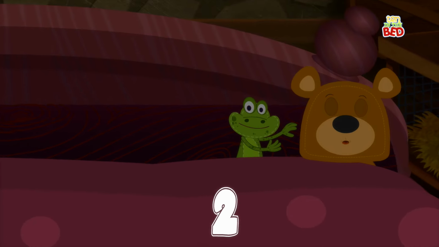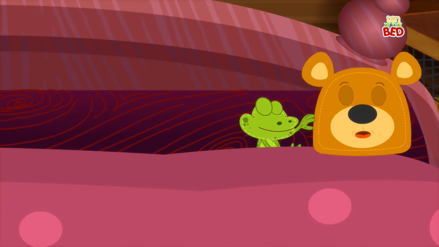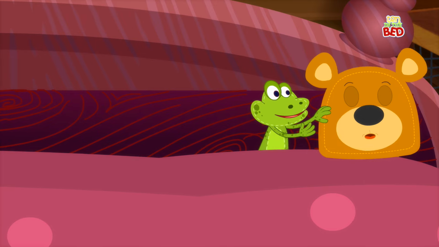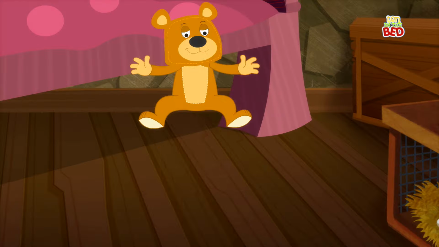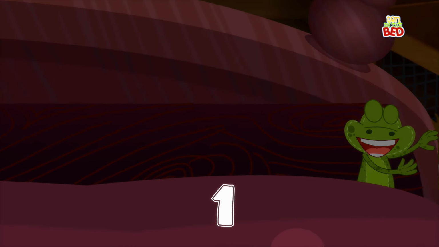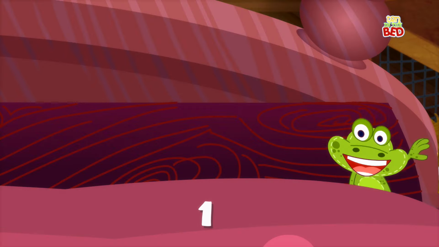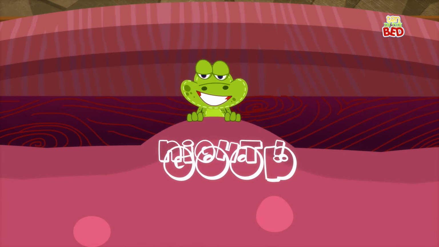Two! Two! There were two in the bed, and the little one said, "Roll over, roll over." So they all rolled over, and one fell out. One! One! There was one in the bed, and the little one said, "Good night."